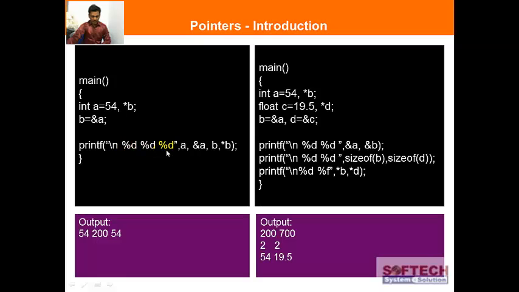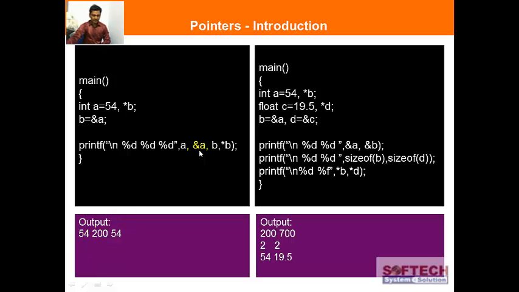So in printf, totally 3 percent is there, for a, and a, b, comma, star b. So we need 4 percent d. This is also a typing mistake. So a, and a, b, star b. So totally 4 variables are there, so we put 4 percent d. So a, already we know that, a is an ordinary variable. If you put percentage d, 54 is displayed.